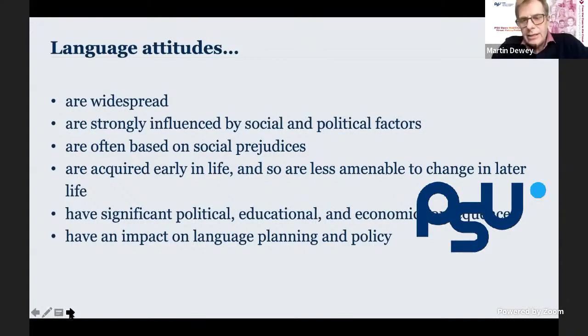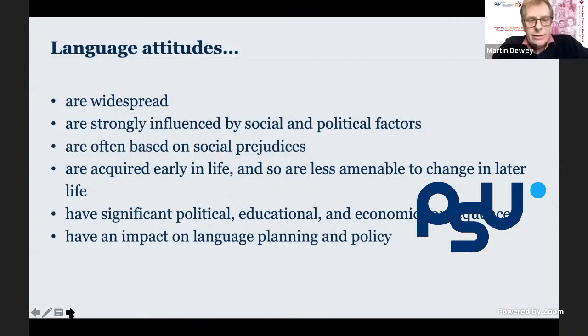What that means is they are less amenable to change in later life. So it's difficult to change them. Once you have a particular perception of a language, or a particular perception of an accent or a dialect in a language, it's difficult to change that.